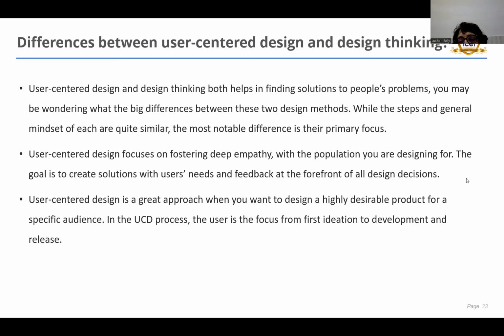And that is the reason why this approach may give you a solution for a particular user, but may not actually be acceptable to the masses. That is a point of failure when we have a user-centered approach. User-centered design is a great approach when you want to design a highly desirable product. You may say you are looking for a customized product, then this is useful.